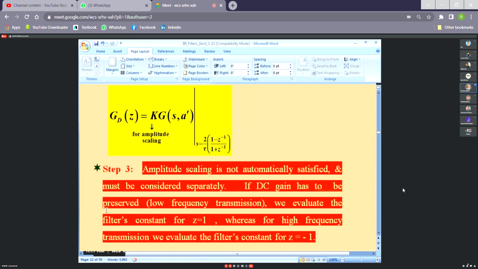Therefore, for any transfer function Gd(Z), the high frequency gain is obtained by replacing Z with -1. So in this way, you may match the DC gain of the analog filter and the digital filter, or the high frequency gain of the analog filter and the digital filter, as the case may be. So write down this part.